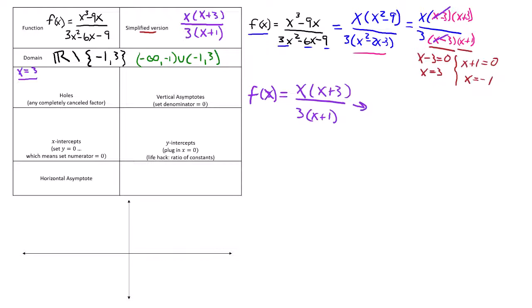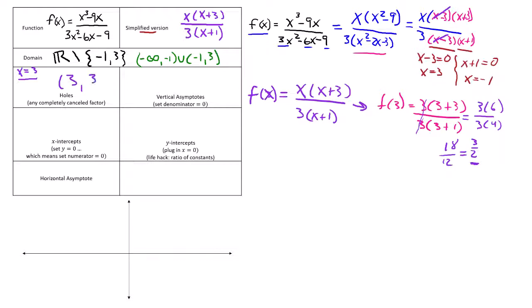So when we plug in 3, we end up with f of 3 equals 3 plus 3 over 3 plus 1. You can be fancy and cancel these 3's out if you want, or you could just get your number. We get 3 times 6 over 3 times 4, so that's 18 over 12, which turns into 3 halves. So this is the y coordinate of our hole. So we have a hole at 3 and then 3 halves, or 1 1/2. All right, so that part's done.